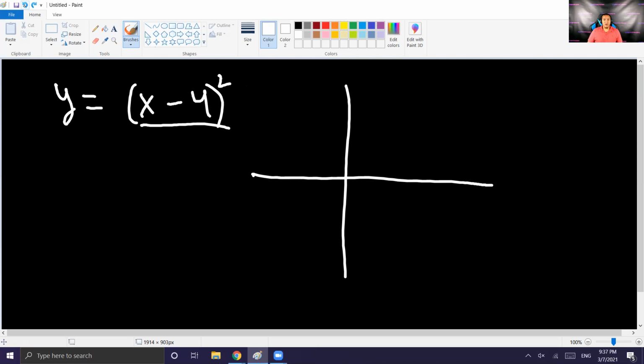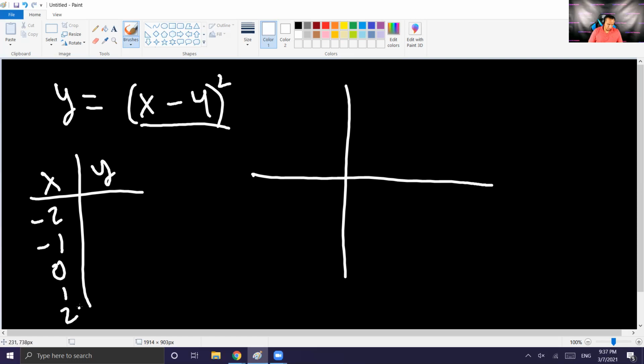Okay, you should have paused the video and tried to figure it out. First thing you should do, as usual, is draw a t-table. You've got to do the work; there's no way around this. If you don't know what it looks like, you have to do that. And for the normal values, -2, -1, 0, 1, 2, this is what you should have gotten.